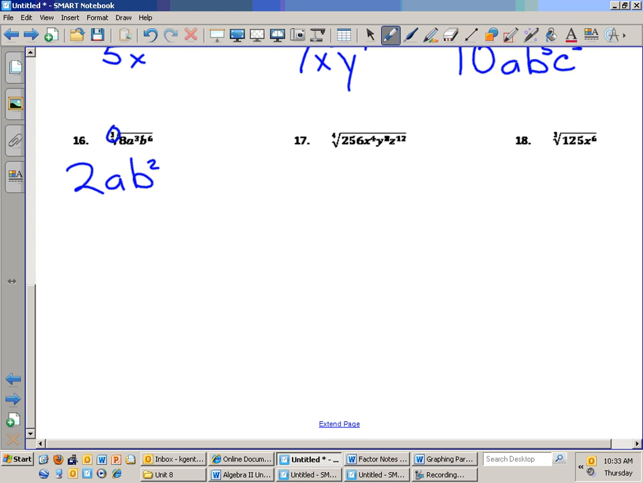Okay, who's got 17? What do you got? I think the fourth root of 256 is 4. Yep, x, y squared, z to the third. Yep, that's what we should have. So the fourth root of 256 is 4, and I divide my exponents by 4. 125x to the 6, you got? Very good. Okay? Now, those all worked out perfectly.